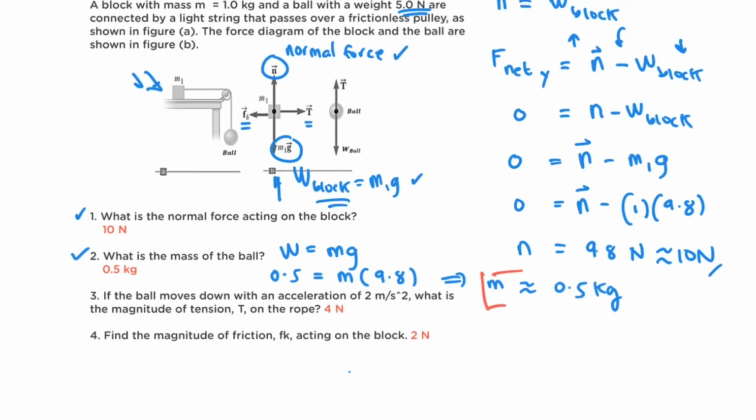Question number 3. If the ball moves down with an acceleration of 2 meters per second squared, what is the magnitude of tension on the rope?